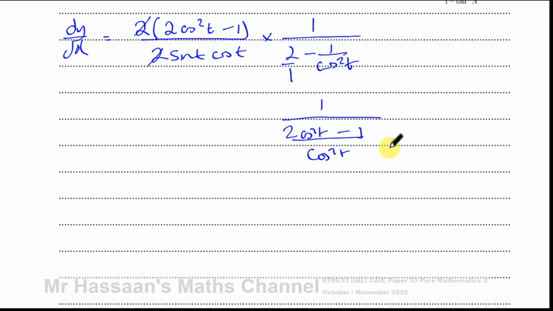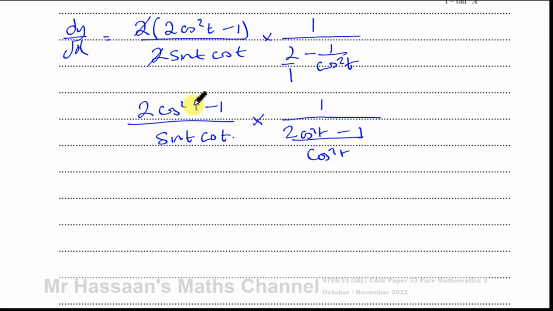Okay, so I've got 2 cosine squared t minus 1. I've just combined this into 1 fraction. The common denominator is cosine squared t. That has to be multiplied by cosine squared t. That has to be multiplied by 1. Okay, so I'm left with my answer. I like this. So this is multiplied by 2 cosine squared t minus 1 over, and you've got sine t times cosine t.